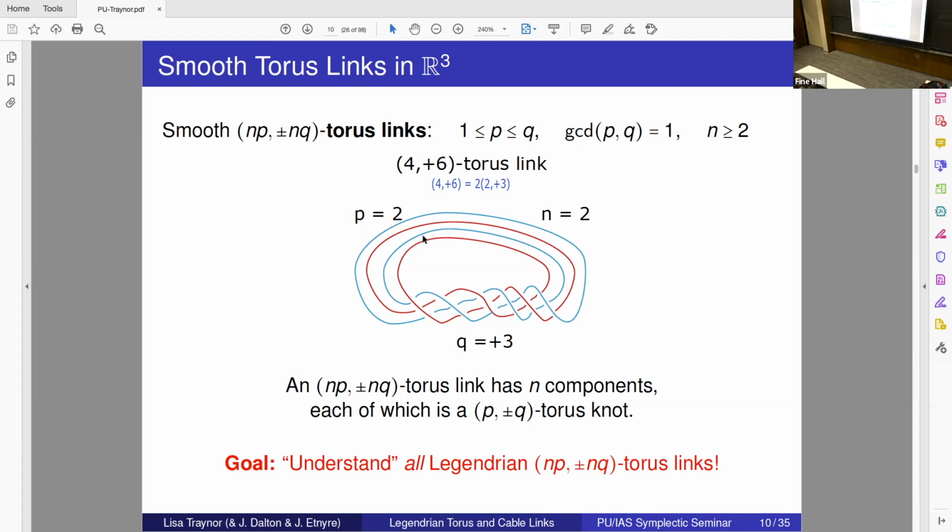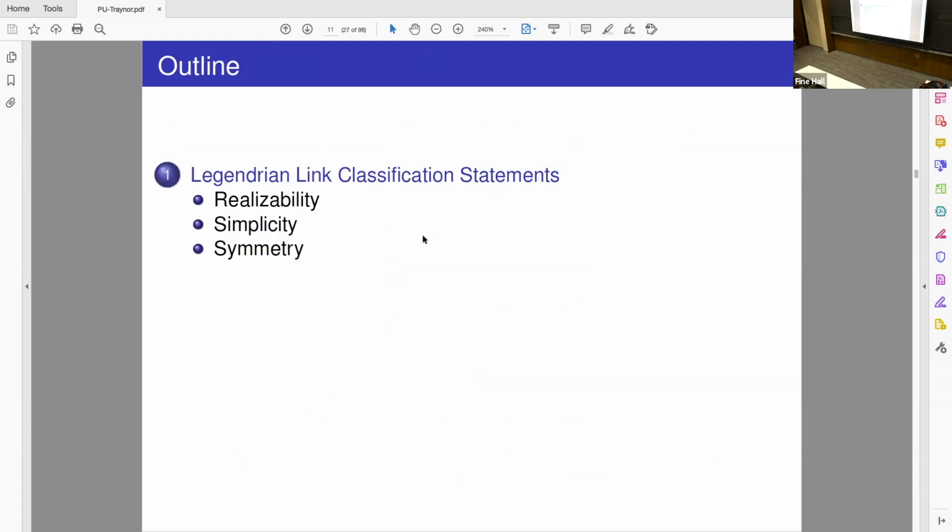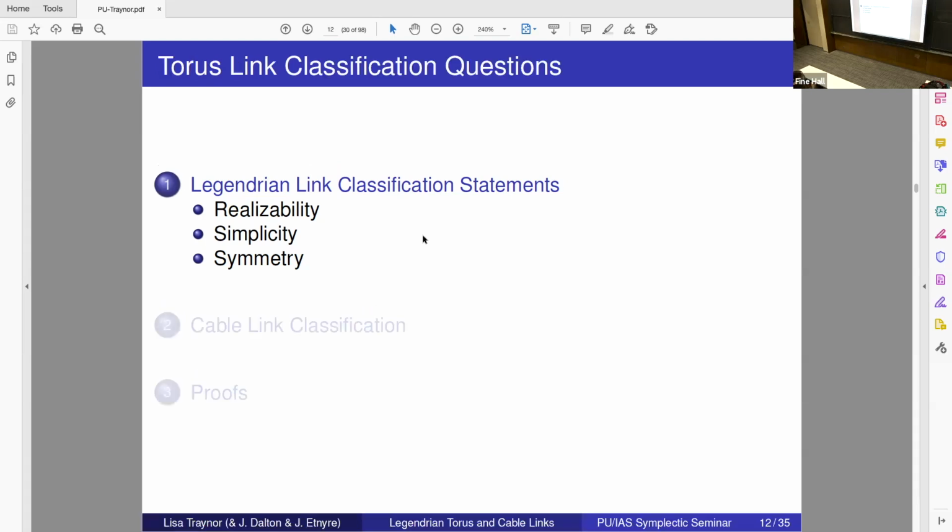So that's kind of the intro. Here I'm just outlining the rest of the talk. I'm going to talk about the classification statements, just to understand what it means to understand all these links. I'm going to talk about how some of these results extend to cable links. And then I'll end by giving you a flavor of some of the proofs. Okay, everyone good? Okay, so let's start with the statements.